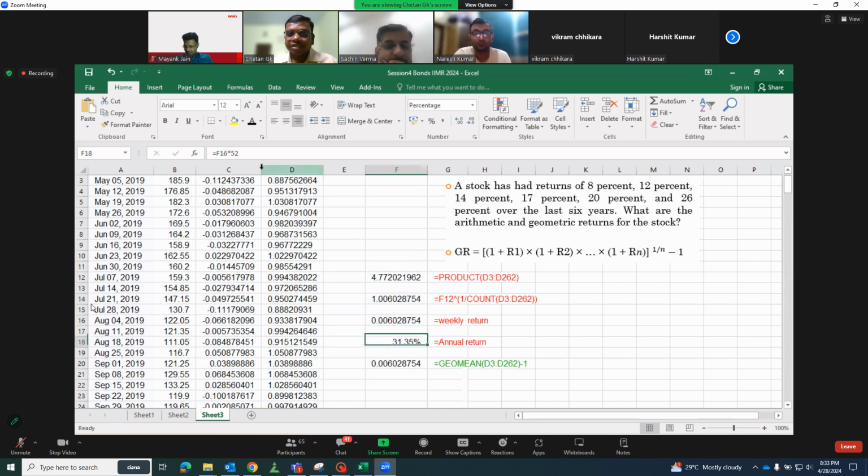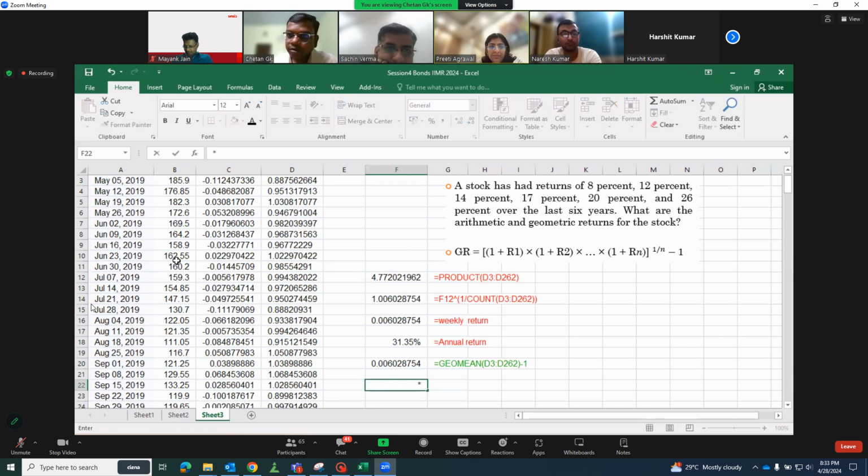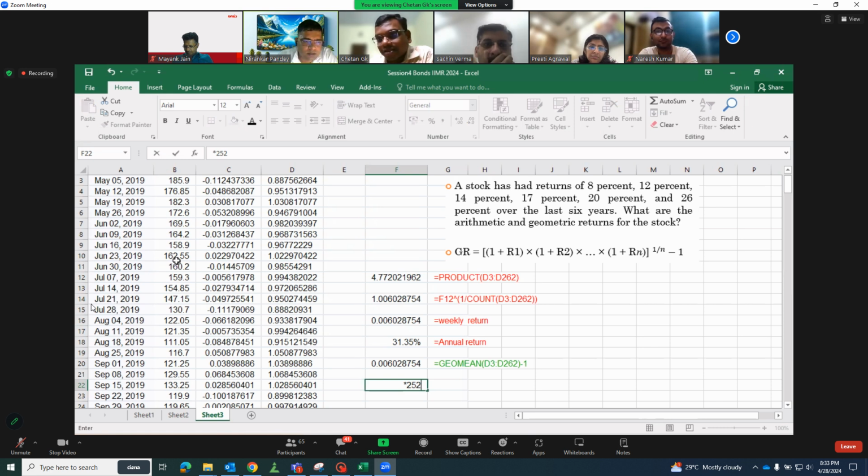Suppose if it is a daily return, how do you do it? Everything else is the same. Multiply with what? 7? 360? 365? 252. Because there are 252 trading days in a year. That is one thing you should be doing, because of Saturday, Sunday, holidays. So 104 days are gone there, right?